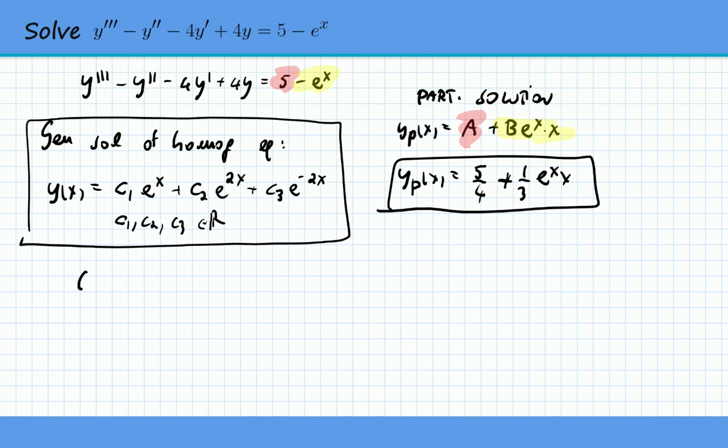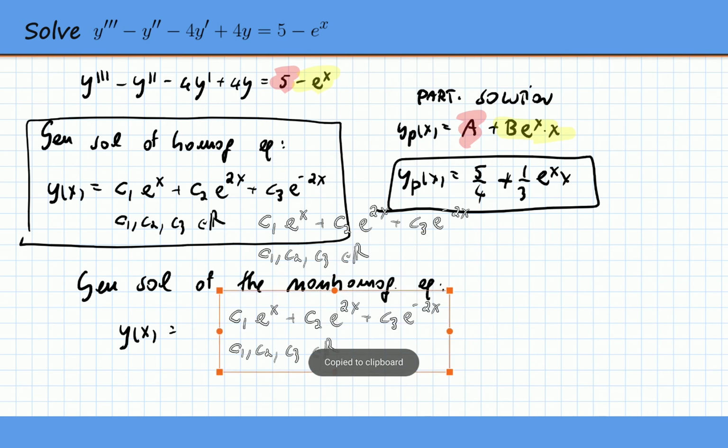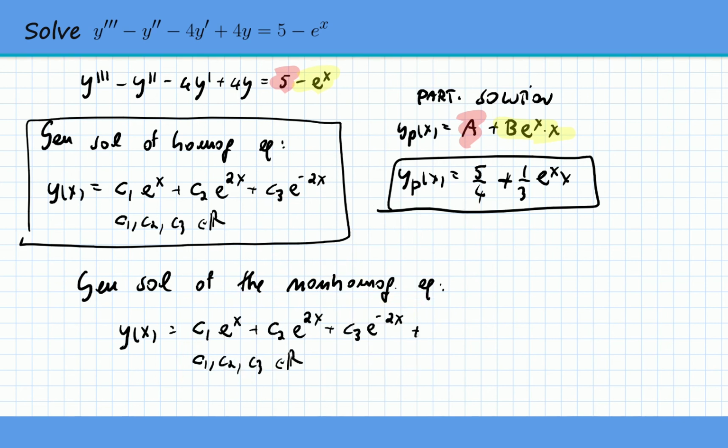And then the general solution of the non-homogeneous equation is given by the sum. So let's just copy this, plus the particular solution.